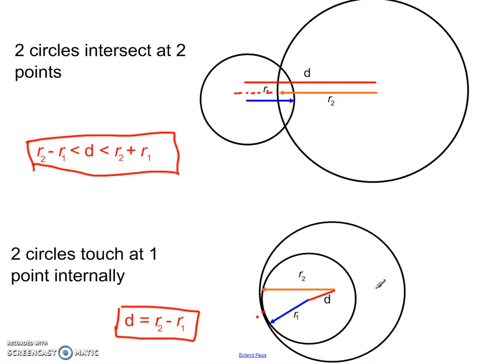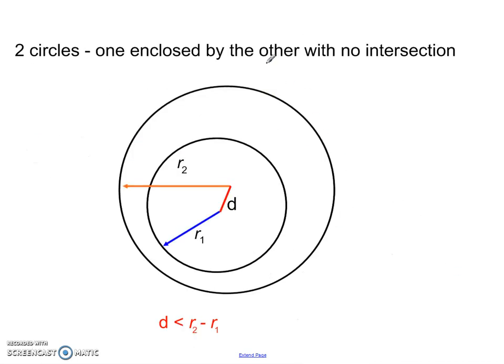If I then move this a fraction inward and have the two circles lying inside each other, I then get my final relationship with the distance. What I see in this one is if I've got two circles enclosed with each other with no point of intersection, if I calculate the distance here, it's going to be less than the bigger radius take away the smaller radius. And if that's the case, I know I've got two circles enclosed within each other, no points of intersection.